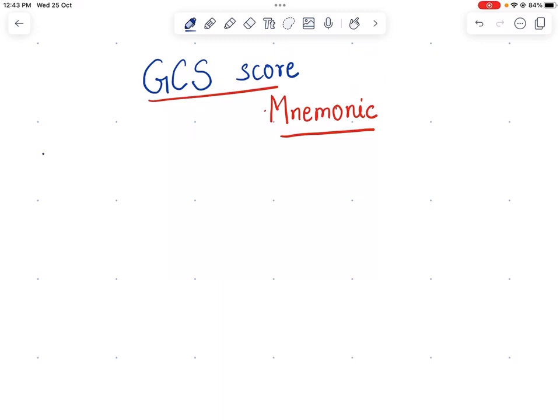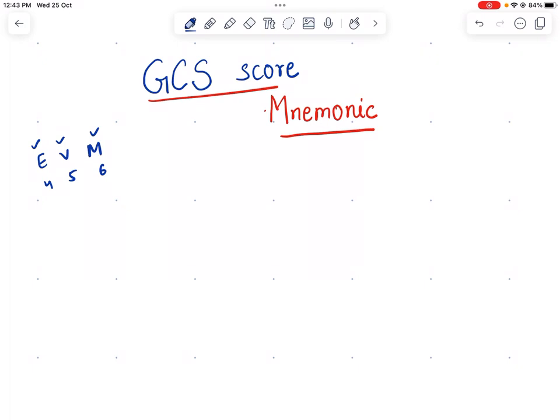First of all, just write EVM, meaning eye movement, verbal and motor movement. Then write 4, 5 and 6: for eye movement the maximum score is 4, for V the maximum score is 5, for M the maximum score is 6. Now how do I remember these GCS scores, in the same way I am going to tell you.